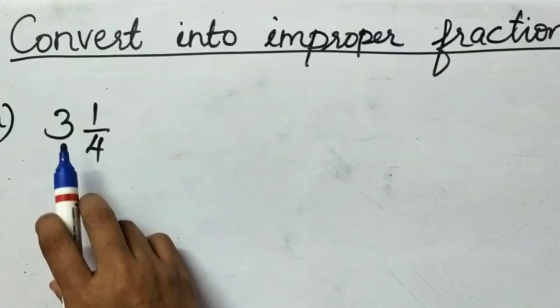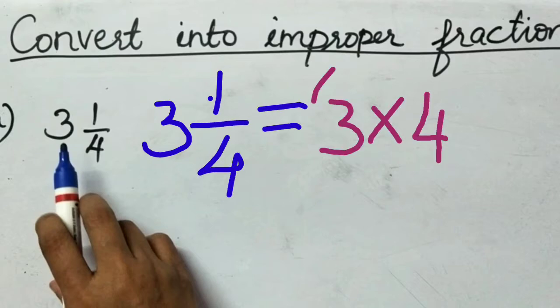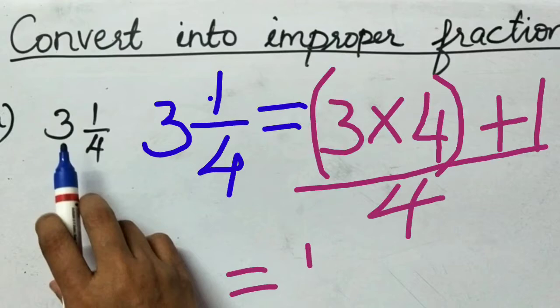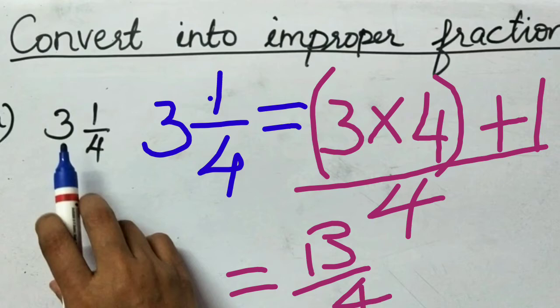Convert into improper fraction. To convert a mixed fraction into an improper fraction, we have to multiply the denominator and the whole number part and add the numerator to the product. The denominator remains the same.